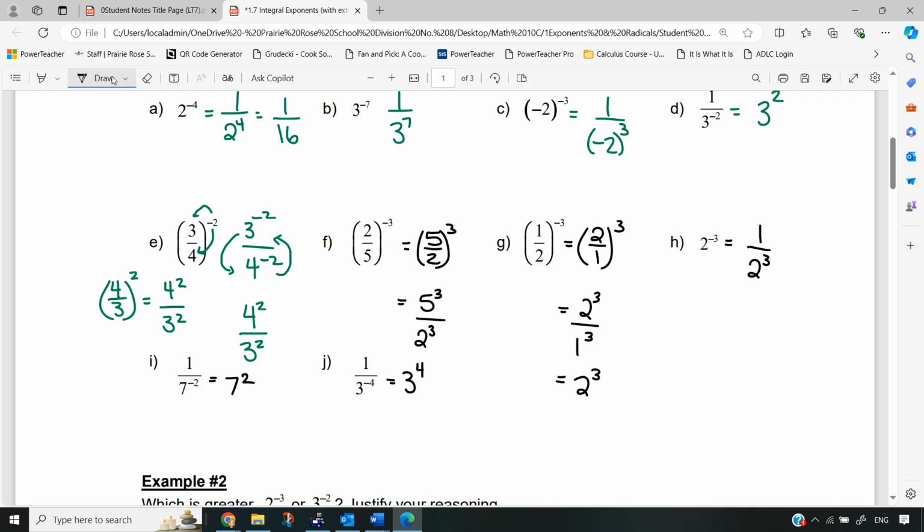2 to the negative 3 is 1 over 2 cubed. 1 over 7 to the negative 2 is 7 squared. And 1 over 3 to the negative 4 is 3 to the 4th. Now with this example, we are not asked to evaluate, so I've left them in exponential form. Quite often you're going to be asked to write in exponential form first and then evaluate as your final step. So for example, 1 over 2 cubed would be 1 over 8. 3 to the 4th would be 81.